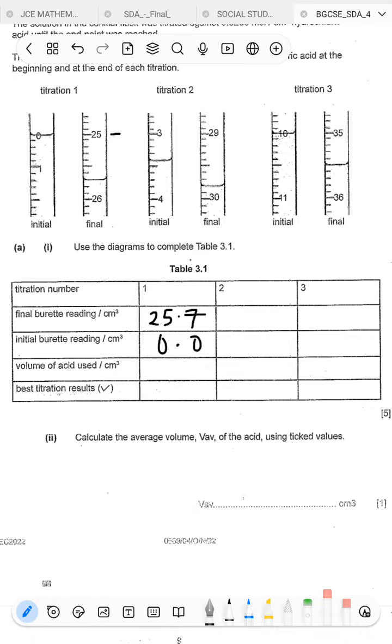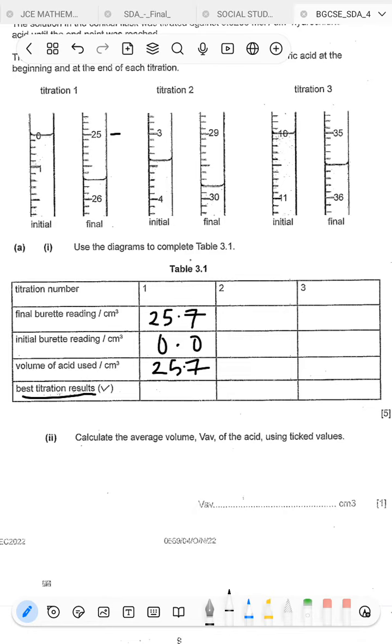And then the volume of acid used, so we're going to say final burette reading minus the initial burette reading. So 25.7 cubic centimeters. The units are already included in the labeling here, so we don't need to put them this side. So this is going to give us 25.7 cubic centimeters.